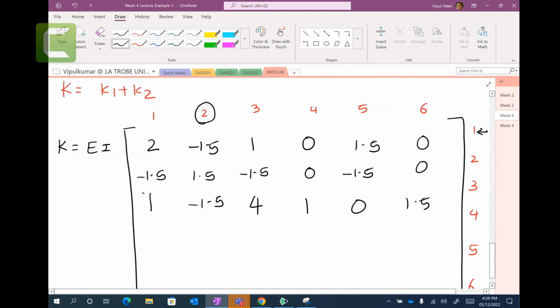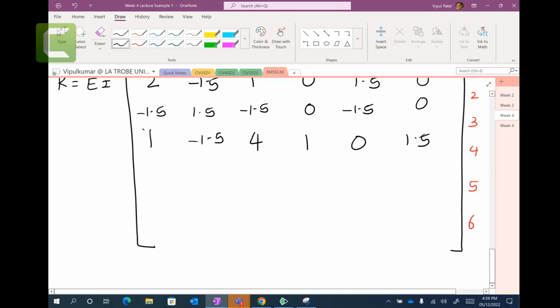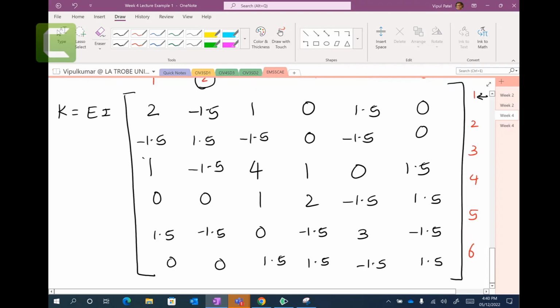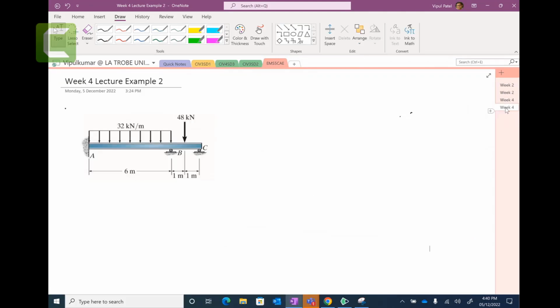So I can just write it down for you. Column 4, 0, 0, 1, 2, minus 1.5, 1.5, 1.5, minus 1.5, 0, minus 1.5, 3, minus 1.5, 0, 0, 1.5, 1.5, minus 1.5, and 1.5. I hope you understand that. Let me know if you have any questions. So this is the one.